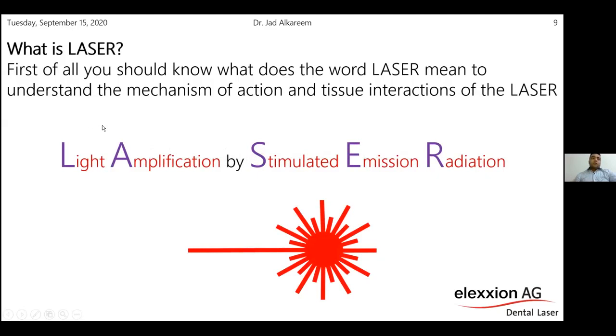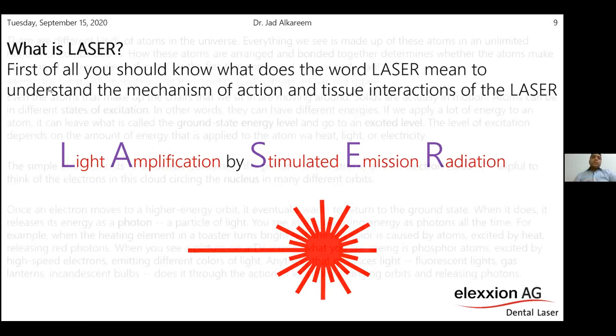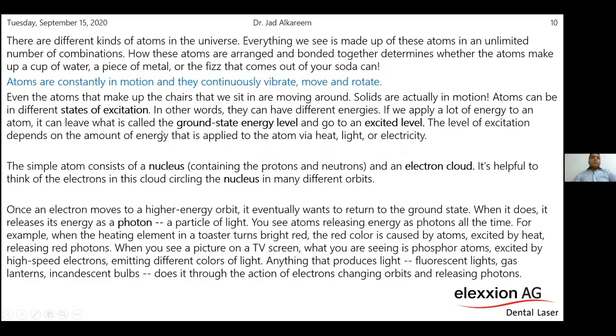As most of you know, what is laser? Laser is light amplification by stimulated emission of radiation. This is the detailed name of the laser, what laser means. Then I will skip this slide as it has some unrelated information.